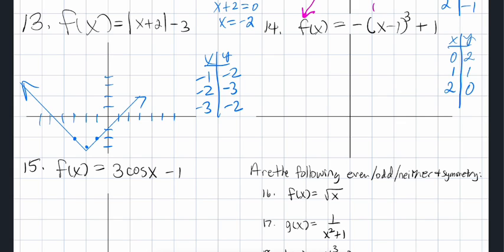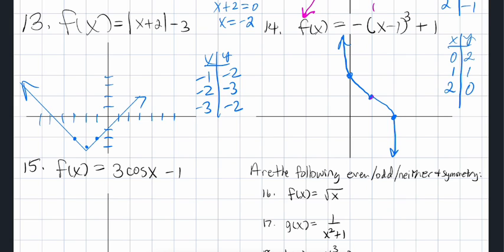So at 0, I'm up at 2. At 1, I'm at 1. Now remember, that's our little center point. And then at 2, I'm at 0. So the left arm goes up, as we predicted, and the right arm goes down.